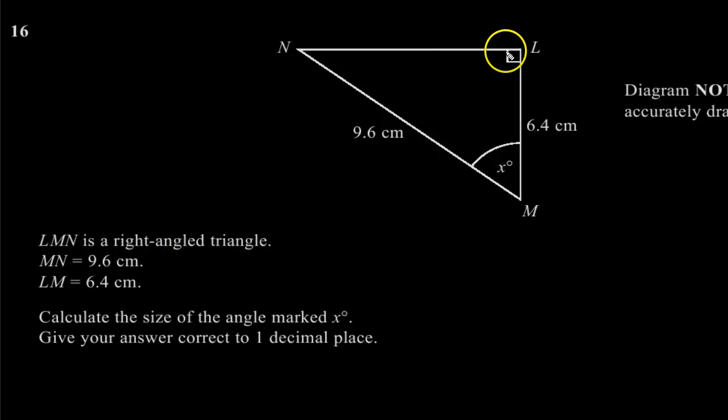LMN is a right-angled triangle. MN is 9.6. LM is 6.4. Calculate the size of the angle marked X degrees. Give your answer correct to 1 decimal place. Okay, so let's write SOHCAHTOA then and see what we've got.